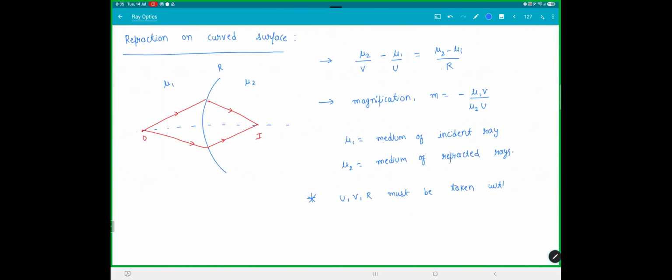It is the same sign convention we followed in mirrors. Right? This is valid for paraxial rays, and the object should be on the principal axis. If the object is not on the principal axis, you know what to do. Drop the foot of the perpendicular, find the image, and then use magnification and get the image.